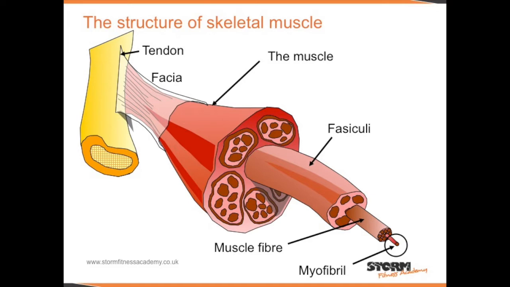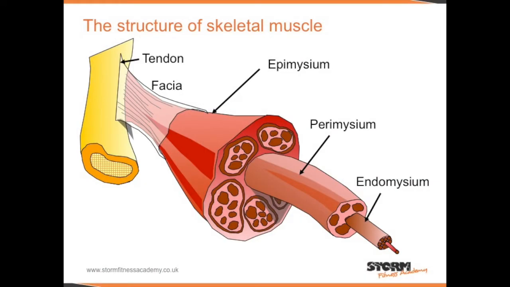Now there are actually different types of fascia that hold all this together. First of all, we have the epimysium. The epimysium is what holds the entire muscle belly together. Then we have something called the perimysium. The perimysium is what holds the fasciculi together. Then we have the endomysium. The endomysium is what holds the muscle fibre together.